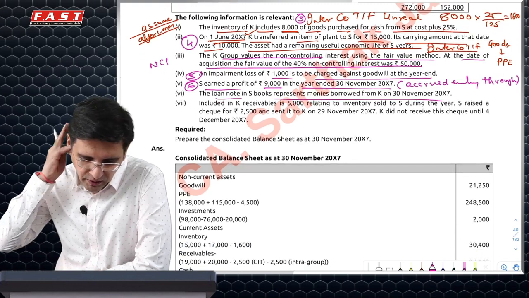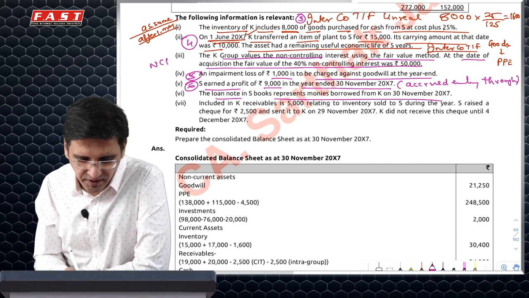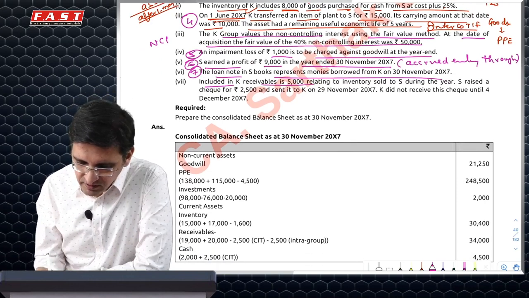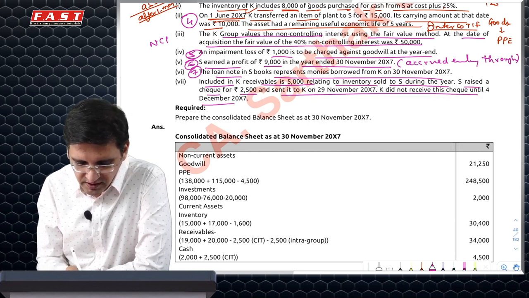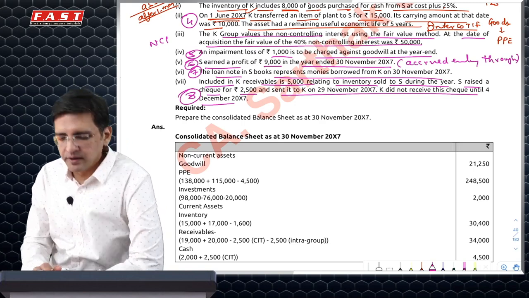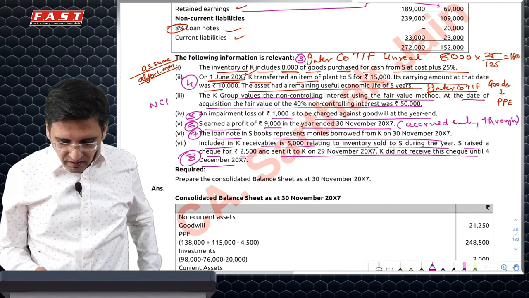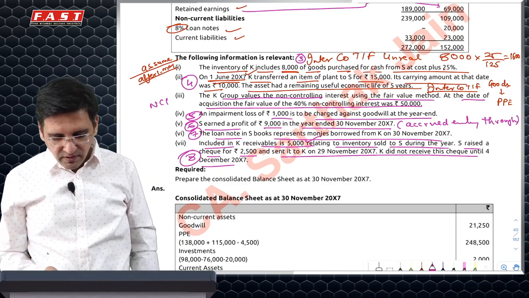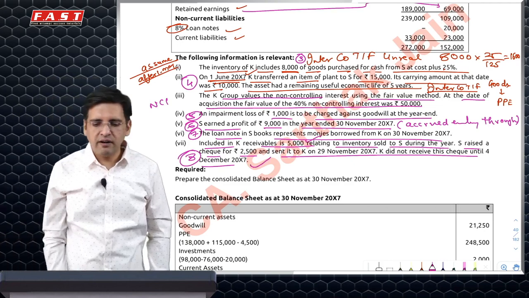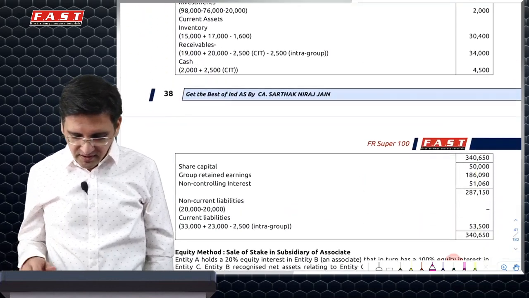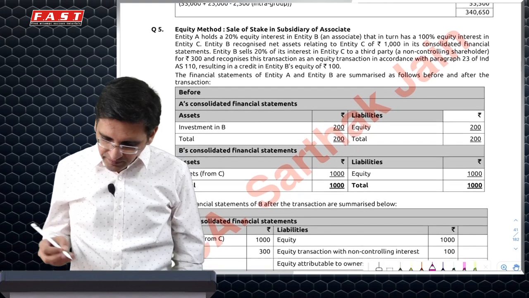Loan notes represent money borrowed from K. So it's an intercompany transfer which will fetch you one simple mark. 5,000 relating to inventory sold during the year, raised a cheque of 2,500. So this is another intercompany transfer, but here there is a cash in transit adjustment involved. K receivable 5,000, so we'll reduce receivable by 5,000, but we will reduce payables by 2,500 and we'll show cash in transit as 2,500. And this is the final answer which you can get.